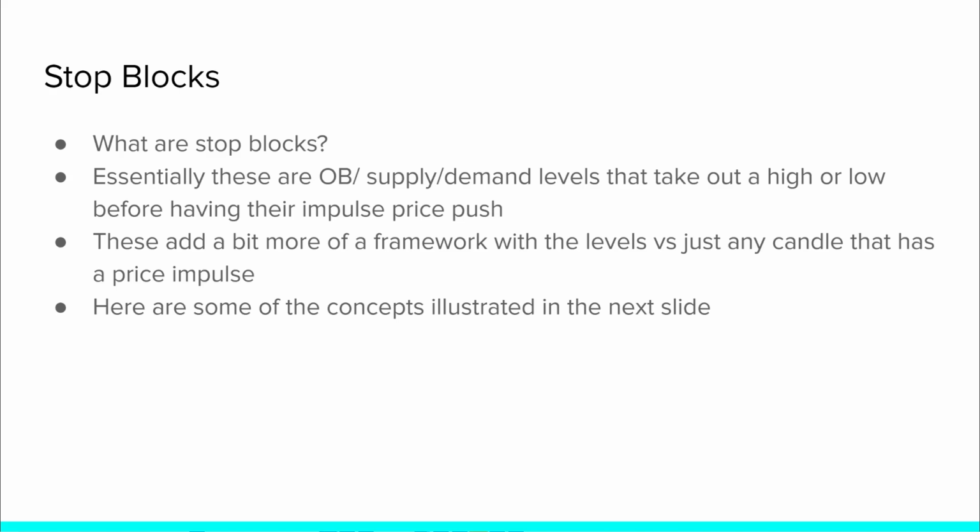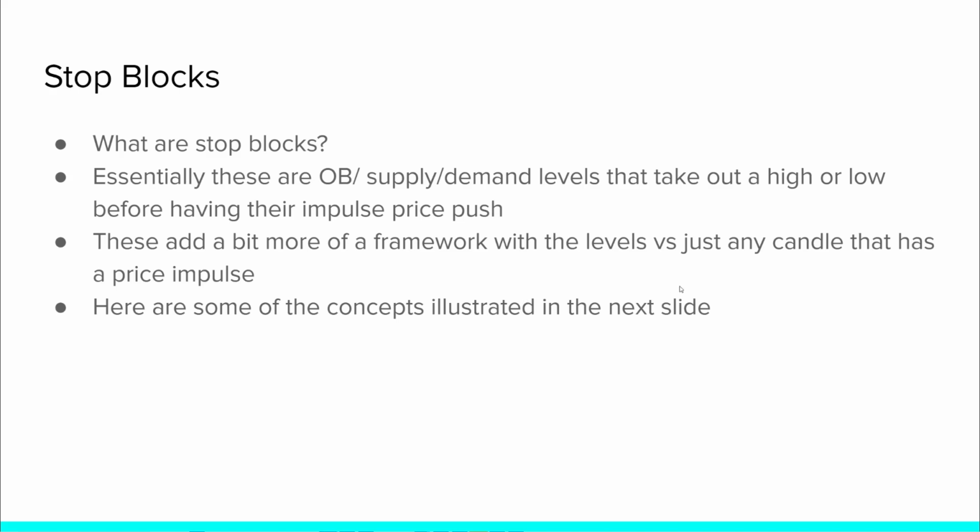Now, these add a bit more of a framework with the levels versus just any candle that has a price impulse, right? Because theoretically, you can call any down close candle or up close candle an order block with any significant price run. But having an extra element to it, like taking out a prior high or taking out a prior low, that's a significant piece of information.